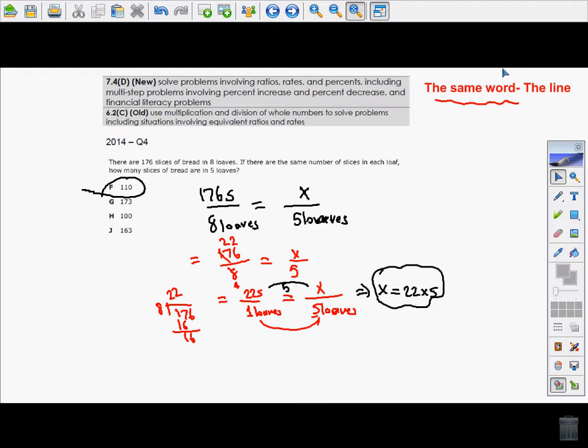Guys, last time we solved this question. Let's move on to the next question I have in the file.